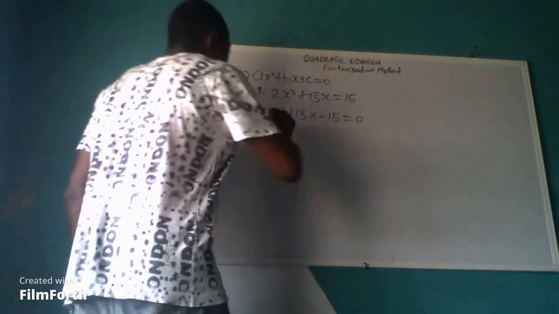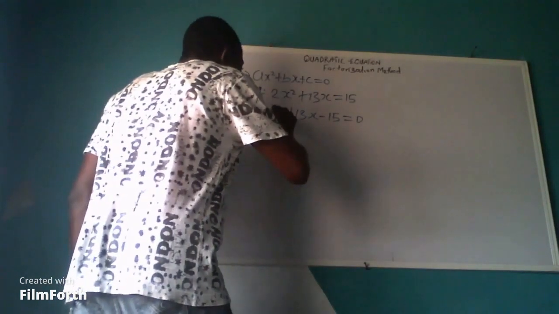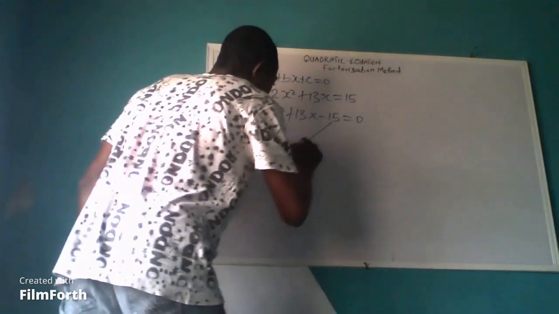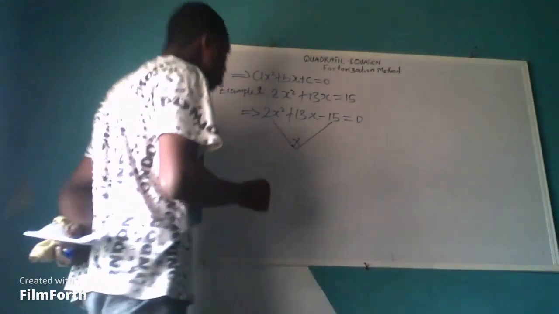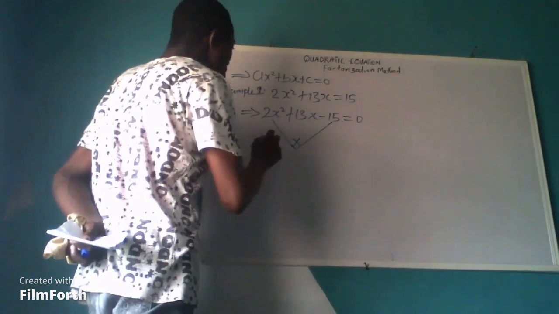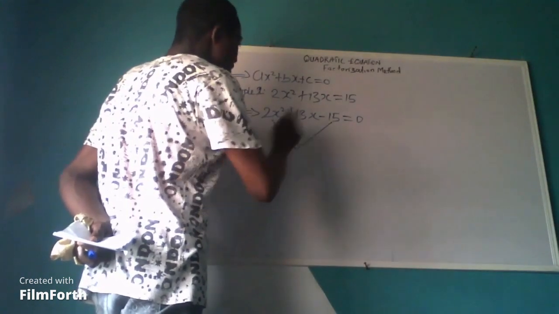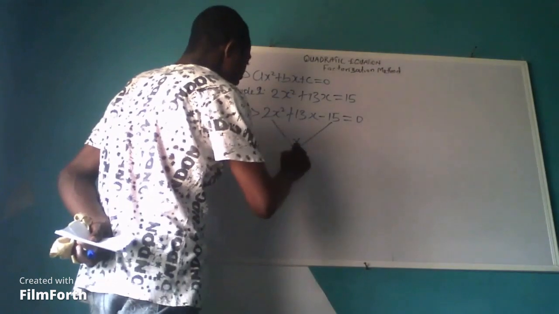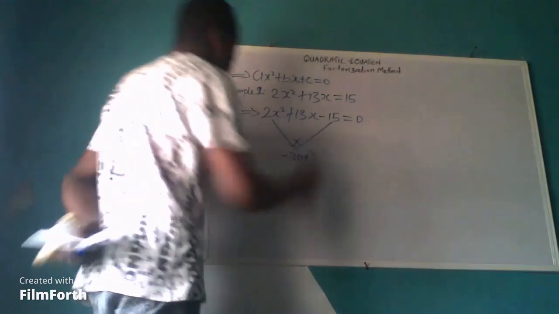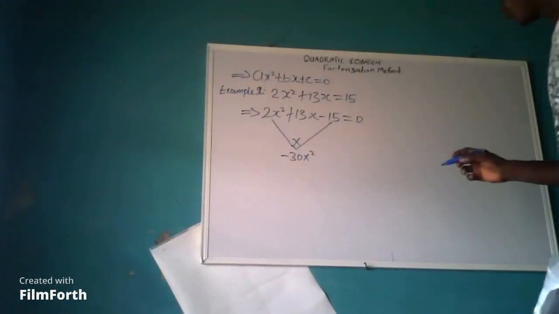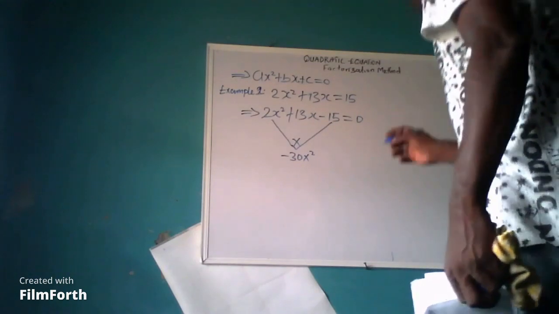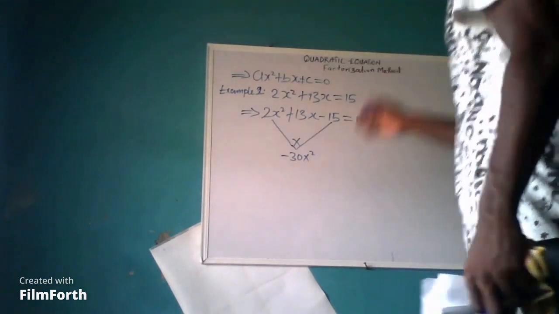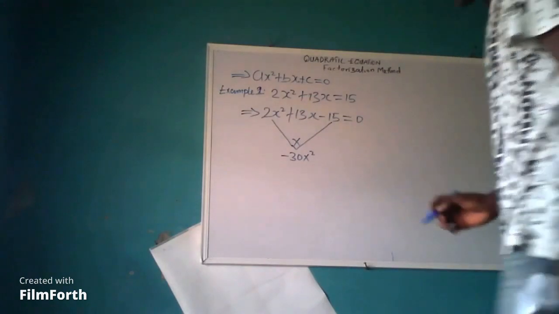What do you do? You multiply the first term by the last term, which is minus 15. That is 2x squared times minus 15, which gives us minus 30x squared. After doing that, you look for the factors of minus 30x squared that, when added together, give us plus 13x. What are those factors? Let's look for them.